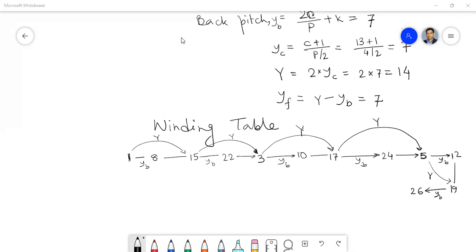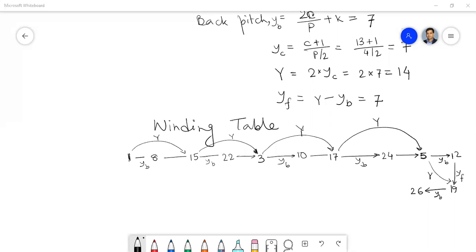Yes, from 12 to 19 the front pitch is 7, so if we add, we get 19. So that means we are missing something. As we have already calculated the front pitch, it will come directly because we have already calculated that.